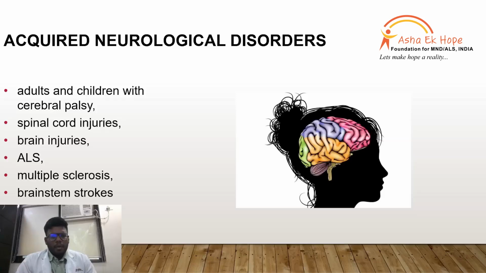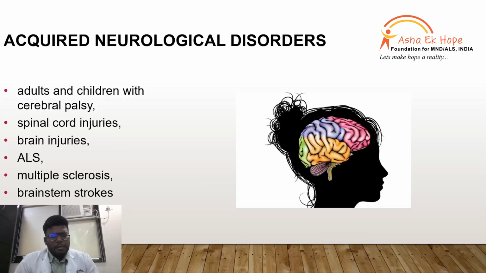So, moving on to what are acquired neurological disorders? These are disorders which happen mostly in the later stages of life, like brain injuries and amyotrophic lateral sclerosis, multiple sclerosis, and brainstem strokes, and adults and children with cerebral palsy. You may have a doubt, like cerebral palsy is mostly congenital. How can it be acquired? There are acquired cerebral palsies also.